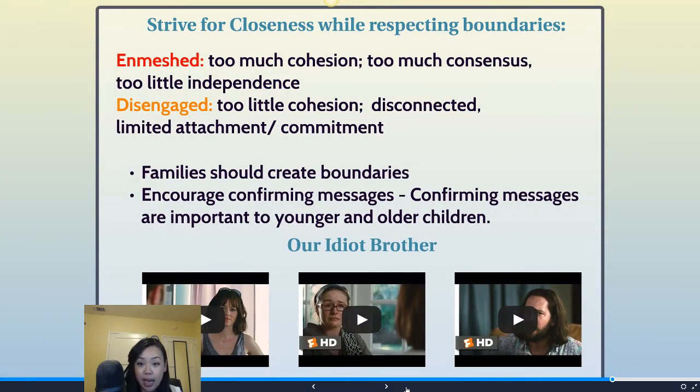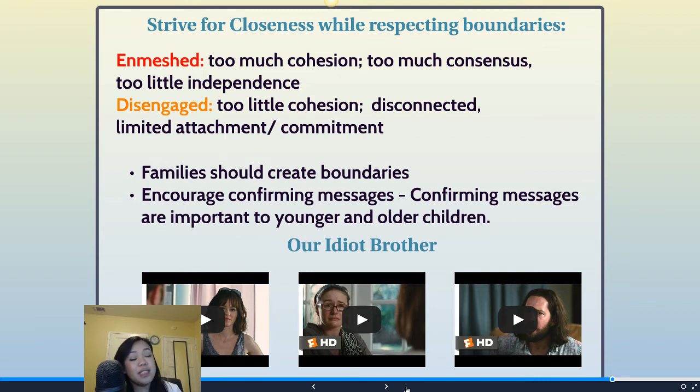So what you want in all dialectical tension discussions is a nice balance between families that are way too enmeshed, or connected and close to each other, and families that are way too disengaged. You don't want a family that has too much cohesion, because then you get family members that have not enough room to express themselves as individuals, and you have too much consensus, which means at times the quality of your family decision making might be thrown into question. If everybody's just agreeing on the same thing all the time, are you really making the best decisions for your family?